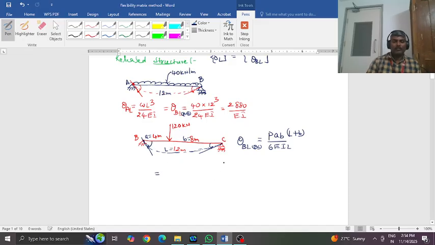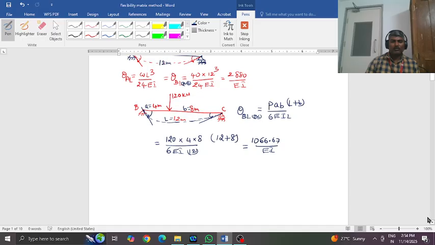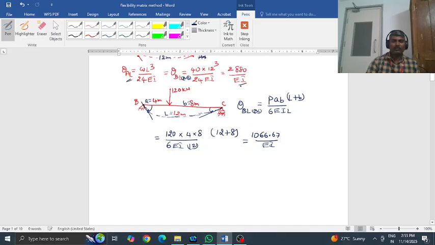Now you see P value 120, 4, 8 by 6 EI, L is 12, 12 plus 8. Okay, so this works out to be 1066.67 by EI. We don't want theta C value, so I'm not going to calculate that. So you see theta A value is 2880 by EI, whereas for theta B you have two values, one from AB and the other one from BC.